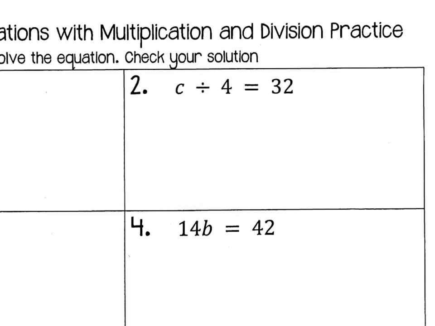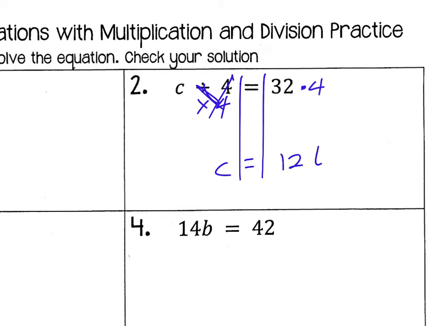So if I am dividing something by 4, how do I get rid of it? I'm going to multiply by 4. So I'm just going to show that by doing that. That goes away, left with C. And I have to times by 4 on this side also. So 32 times 4 is 128. So if I take 128 and divide it by 4, I should get 32. Let's see. 128 divided by 4 equals, yep, 32. So I know I did it correctly. I substituted the 128 in for the C and did it.